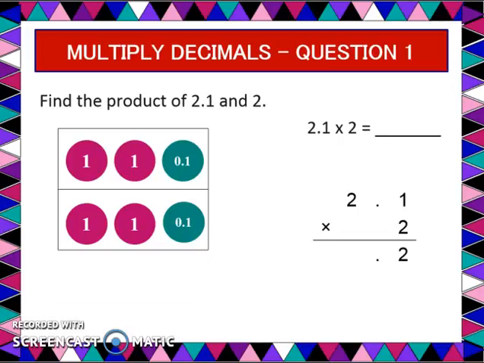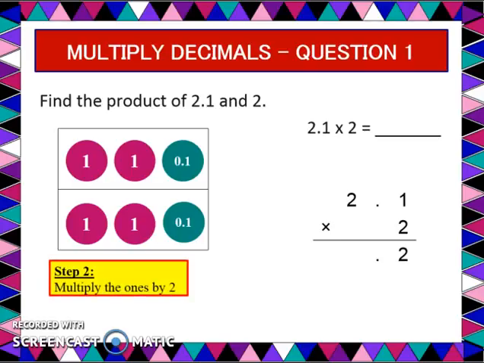Step 2. After multiplying by the tenth, let's multiply the ones by 2. 2 ones times 2 equals 4 ones. And now we will get 4.2 as our answer. So 2.1 times 2 equals 4.2.